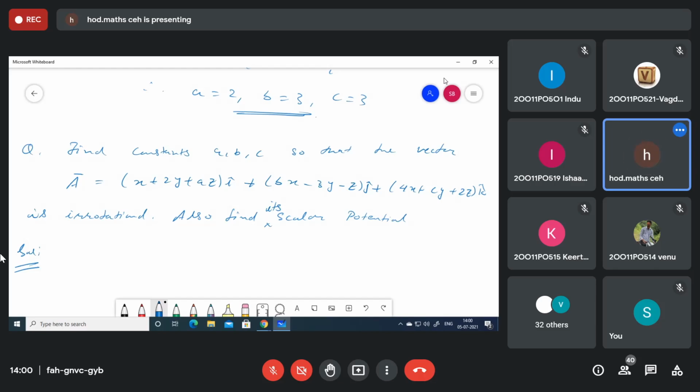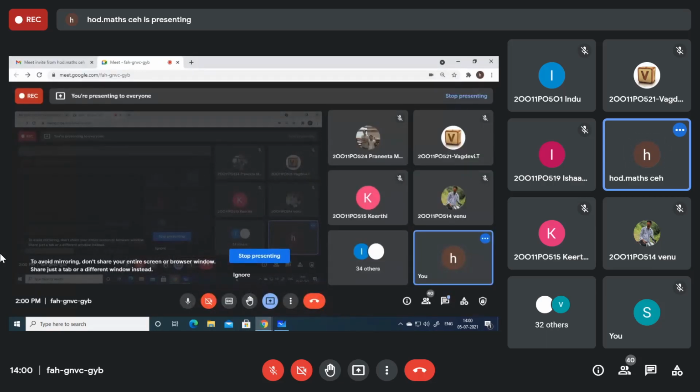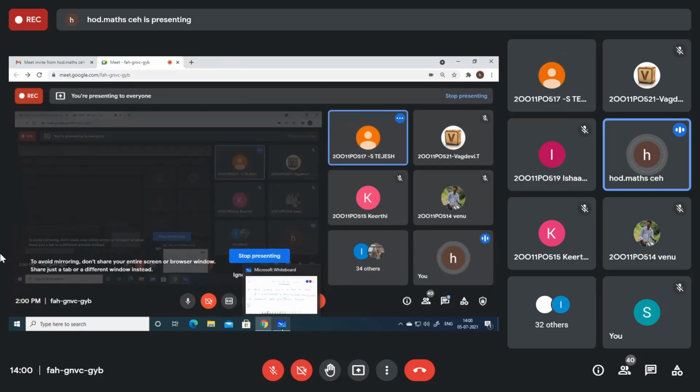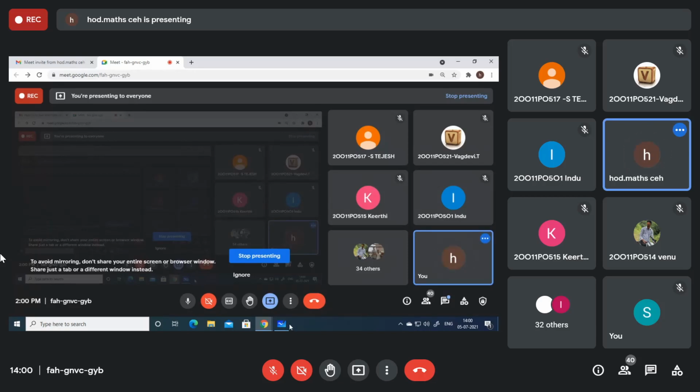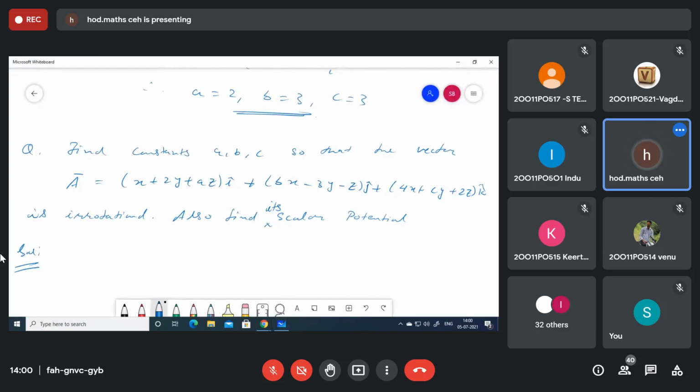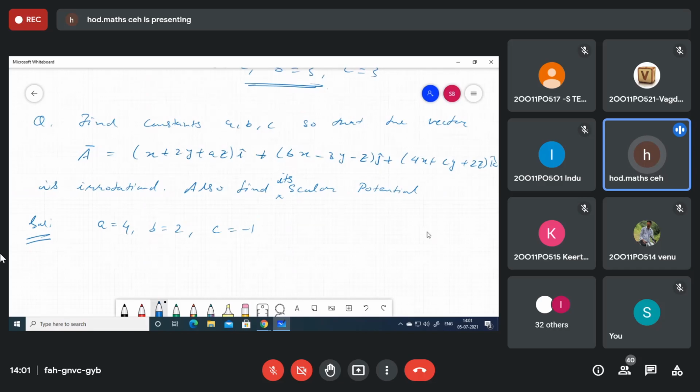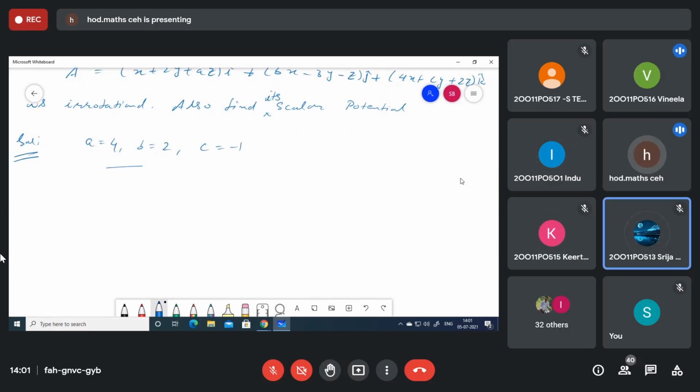Got it? Ma'am, a equal to 4, b equal to 2, c equal to minus 1. Okay, let me write that. a is 4, b is 2, and c is minus 1. What about others? Did they get the same answer? Yes, ma'am. Okay, so this is the correct answer.